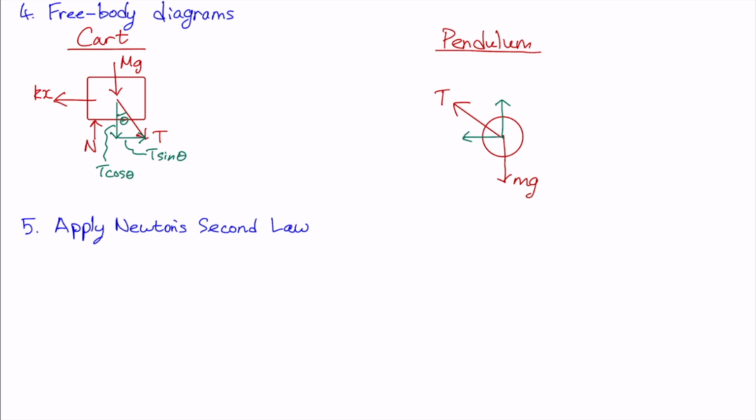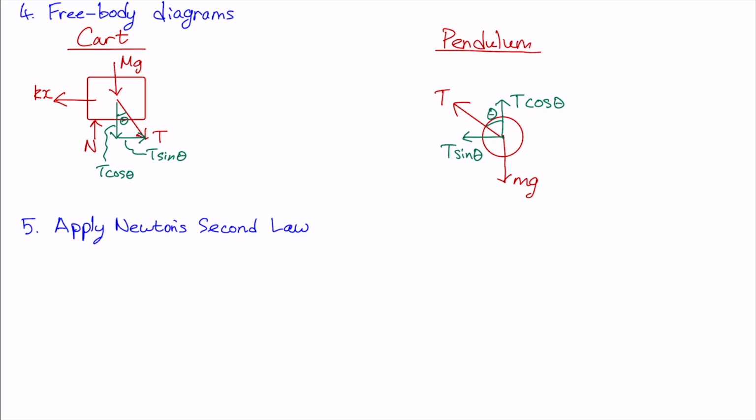Oh, sorry. This angle right here is theta. So the vertical force is going to be T cosine theta, and this should match what we see for the cart, and it does. And then the horizontal force should be T sine theta. Perfect. And that is all we need for our free body diagram.